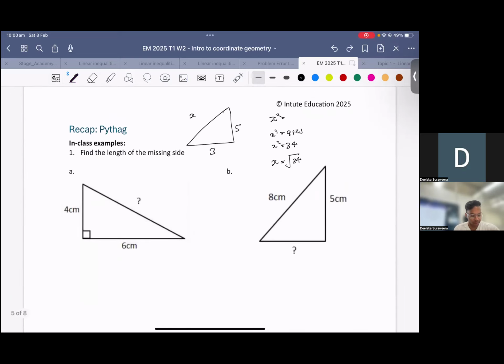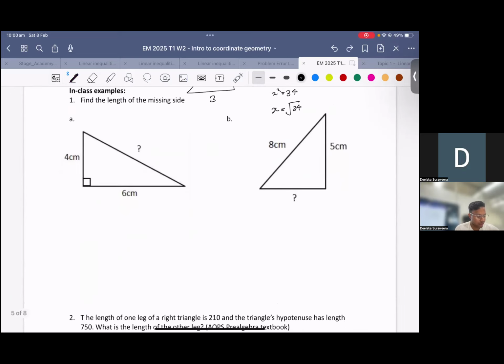Yeah, so you do Pythag here in part A. And you get x squared is 4 squared plus 6 squared, which is 16 plus 36, which is 52. That means x is root 52, right? But we always like to simplify our surds. Did anyone get the answer once you simplify the surd? Not sure? All right, so the way you do it is this.